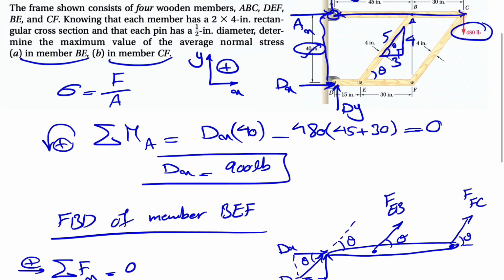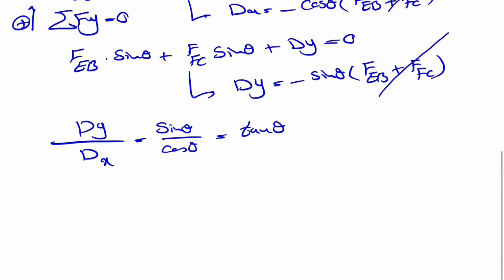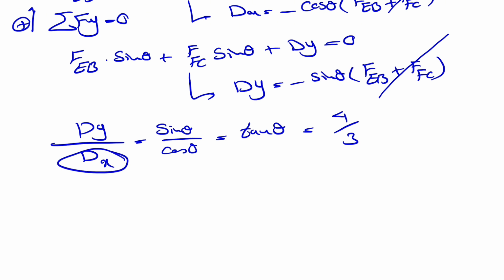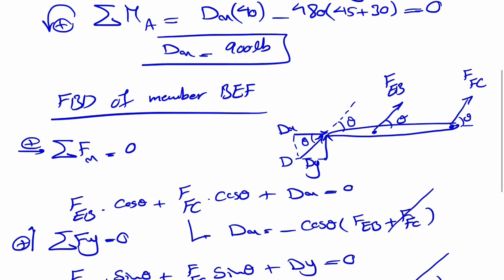It's easy enough to find the tangent of theta in here, which will be the opposite, which is 4 over 3. So this will be equal to 4 over 3, and we already have dx in here. Our dx is what we found in the previous step, which was 900. So we can find dy: 900 times 4 over 3, which will be 1200 pounds. Again, no negative sign. That shows that our dy is also in the correct direction.